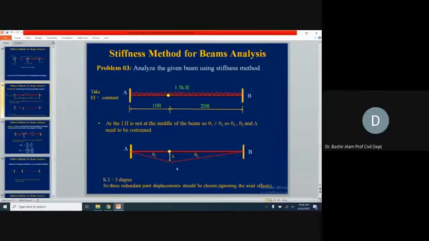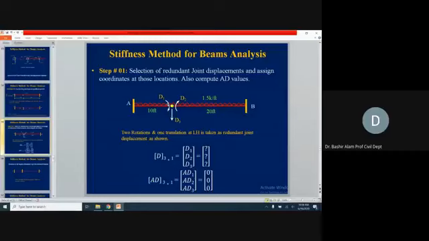Okay, let's move to the next slide now. So here rotation θ1 we are showing by D1 in clockwise direction. θ2 we are showing by D2 in clockwise direction, and the delta we are showing by D3, in the downward direction. These are our reference positive directions and our reference unknown joint displacements also. So it is a 3 degrees indeterminate problem: D1, D2, and D3 now.